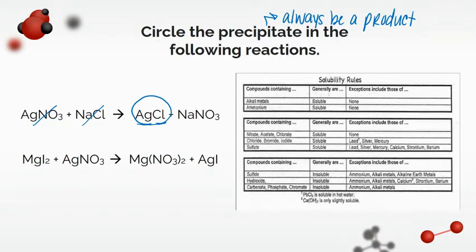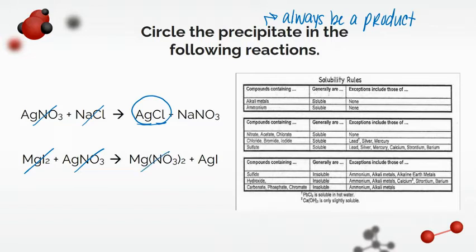Let's take a look at the next one. We know it's not a reactant, so let's look at our products. Magnesium nitrate. So magnesium's not an alkali metal or ammonium, so we have to look at the nitrate. And nitrates are soluble with no exceptions. So things that are soluble are not our precipitate.